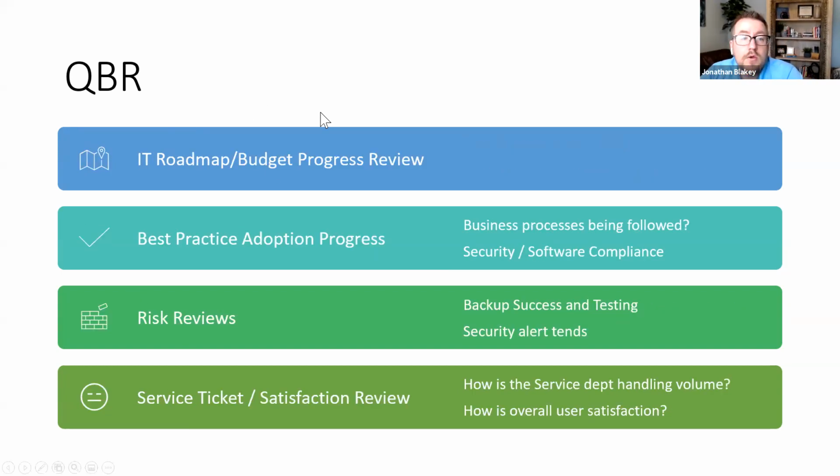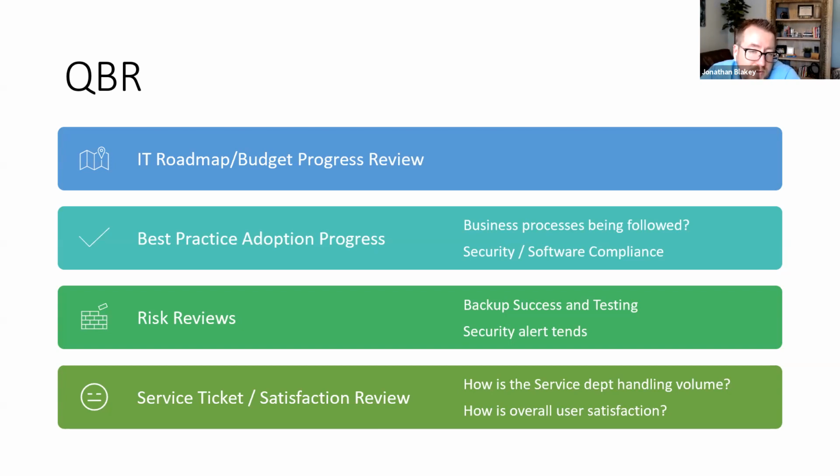Cool. With the IT roadmap and the budget progress, you're going to look at the projects that are currently on the roadmap and that are on the schedule. Make sure the budget is in line. Any overruns, anything like that, you're going to review at the quarterly business reviews.